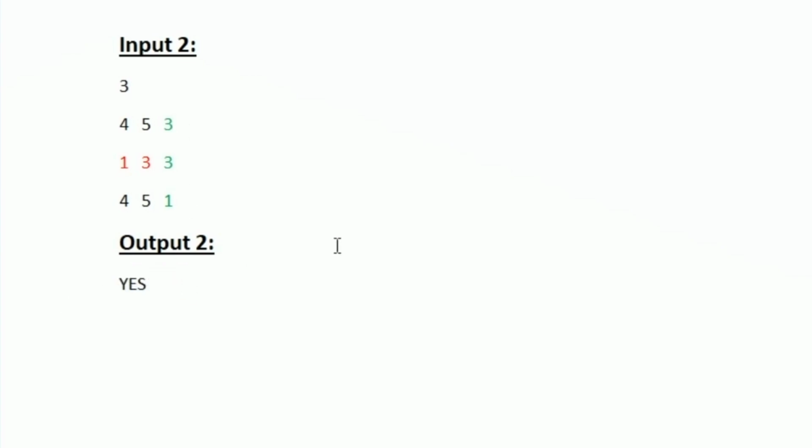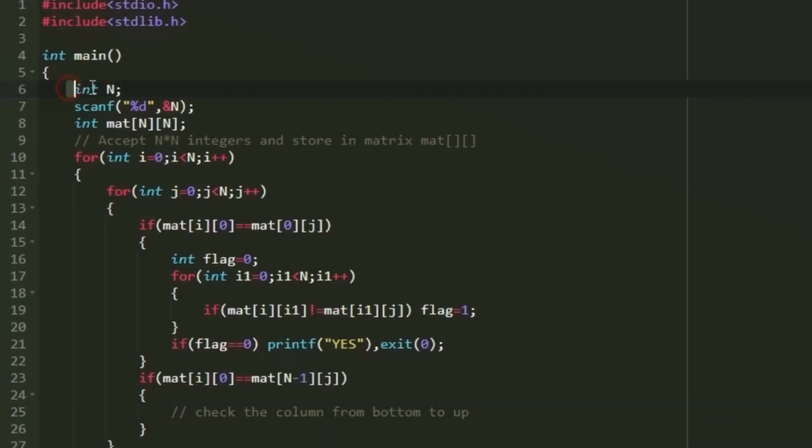Now let us see how to write a C program for this. So first I am creating a new integer n, and in the next line I am accepting the value of n using a scanf statement, and then I am creating a two-dimensional array named mat of size n cross n. So now we have to create a nested loop, and we have to accept n cross n integers and store them in our matrix. So here we have to create a nested loop and accept our input integers and store them in the two-dimensional array named mat.